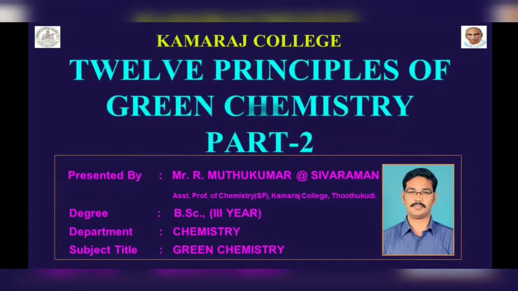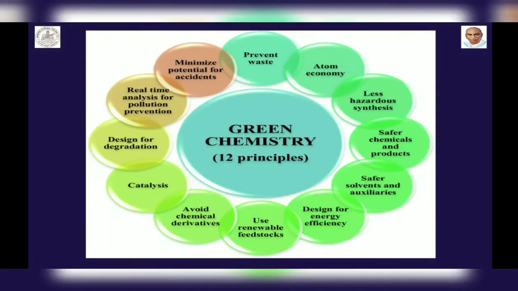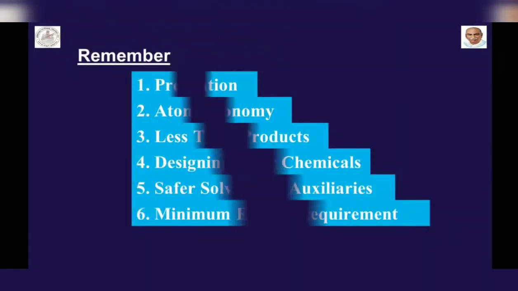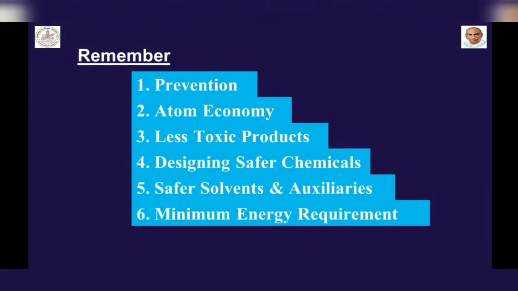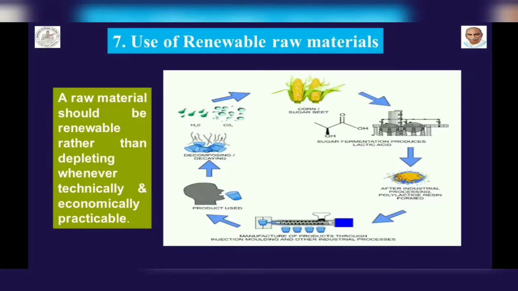Let us continue the 12 principles of green chemistry, part 2. I hope you are all familiar with the first 6 principles of green chemistry. Shall we recall them? Yes, you are correct only if they are prevention, atom economy, less toxic products, designing safer chemicals, safer solvents and auxiliaries, and minimum energy requirement. Let us see the remaining principles in this video.